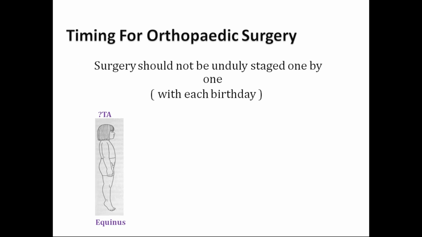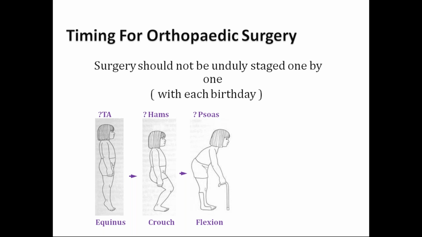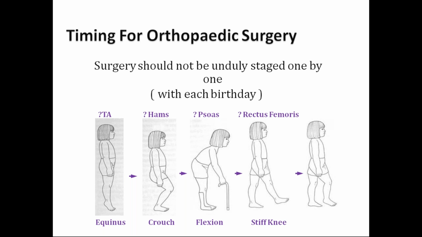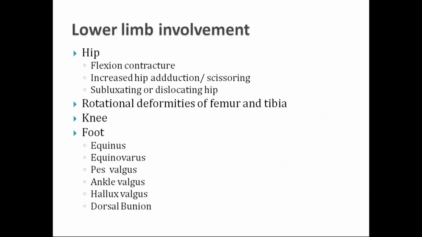Surgery should not be unduly staged one by one. Okay, it should be done at a time, and all deformities should be corrected at that time alone. Otherwise there will be different deformities. Okay, if you correct TA, then hamstrings will aggravate. If you correct hamstring, then psoas will aggravate. If you correct psoas, then rectus femoris will aggravate. So we have to correct at the single stage itself.